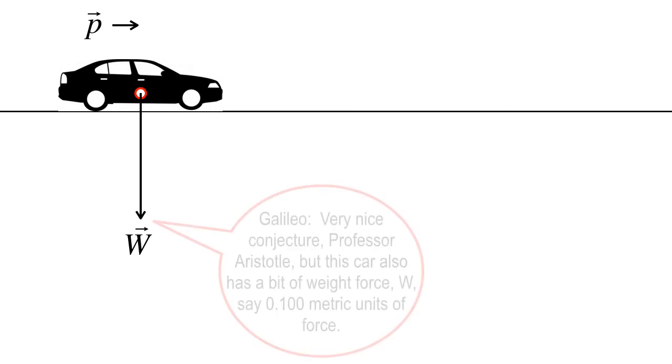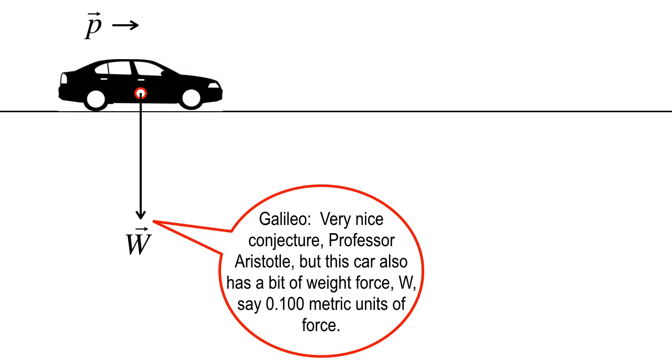So Galileo says, yeah, all right, 0.02 metric units of push force, and let's say the car has 0.100 metric units of weight force. Go ahead and write that one down. And Aristotle said, yeah, okay, that's true, because Aristotle knew about gravity. Everybody knows about gravity. It's a force that forces you downward. Galileo says, very nice conjecture, my wonderful professor Aristotle. But this car also has a weight force, W, and let's say that it's 0.100 metric units of force. Aristotle says, okay, good. Okay, grasshopper, what do you got? Show me what you got. And Galileo says, okay, let me show you what I got here.